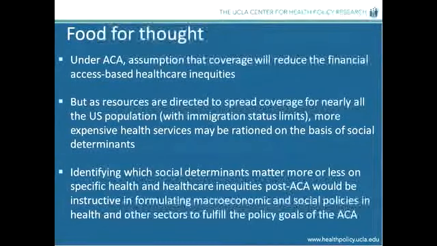I end with food for thought about social determinants of health and the ACA. The ACA is a landmark law. It assumes that coverage will reduce the financial access-based healthcare inequities, and that's very important. My worry is that as resources are directed to spread coverage to nearly all the U.S. population, of course with 5-year bars and immigration status limits, more expensive health services may be rationed on the basis of social determinants. So identifying which social determinants matter more or less in which communities on specific health and healthcare inequities post-ACA would be instructive in formulating social policies and public policies in other sectors. And I think by doing this, we could better fulfill the policy goals of the ACA.